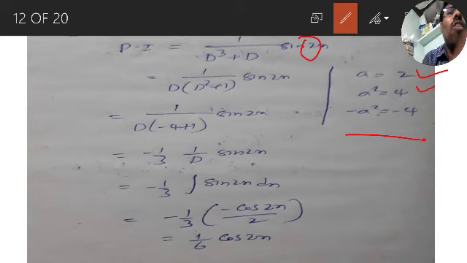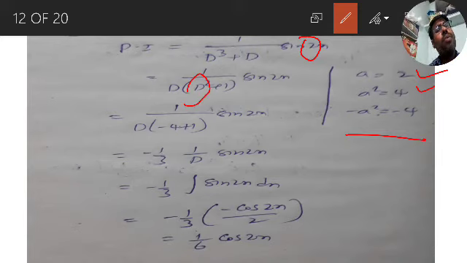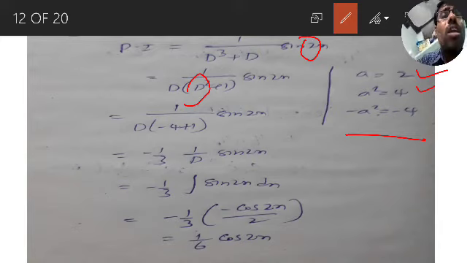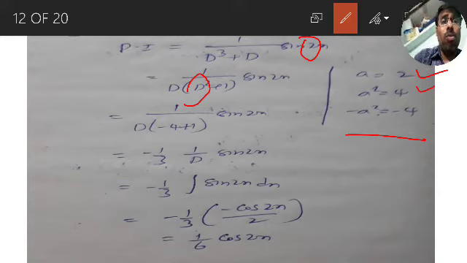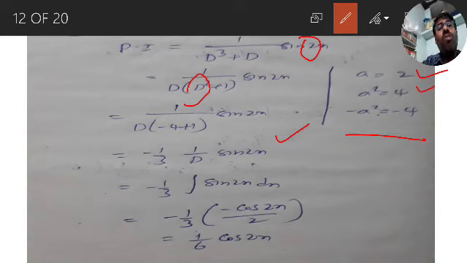So in place of d square, you have to write minus 4, that is 1 by d into minus 4 plus 1 of sine 2x. Minus 4 plus 1 is minus 3, that is minus 1 by 3 into 1 by d sine 2x. This is what we got. Minus 1 by 3 into 1 by d sine 2x.